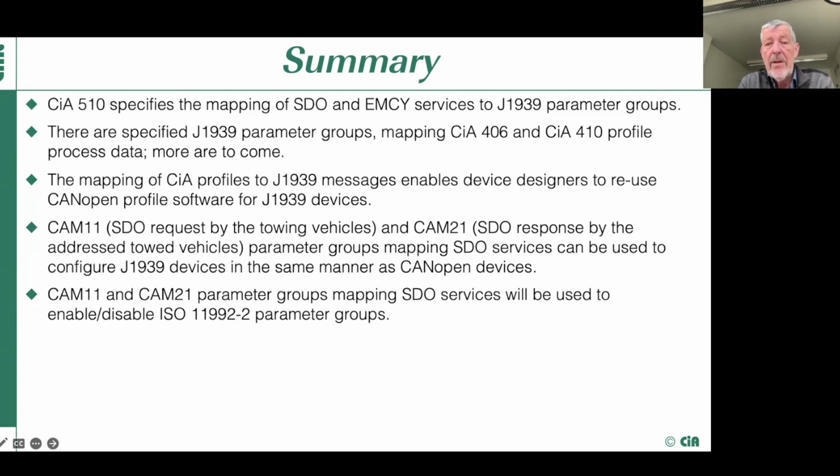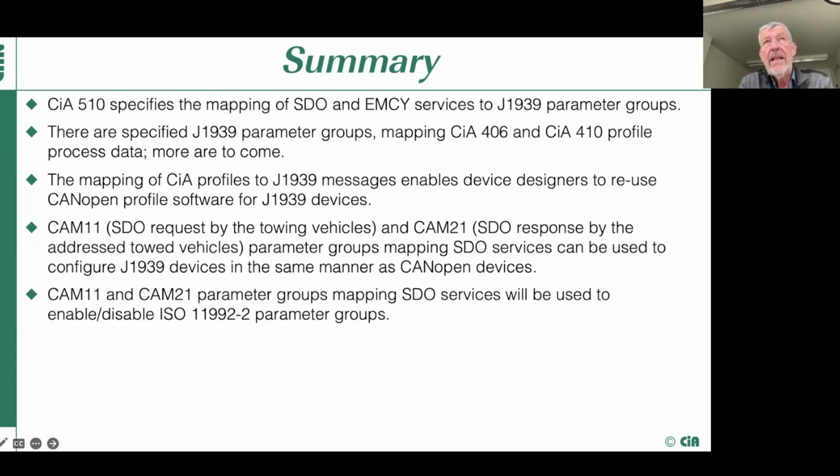And the CAM11 and CAM21 parameter groups allow the mapping of SDO services and can be used to configure the J1939 device in the same manner as CANopen devices. So you can change the mapping to the PDOs. You can change the accuracy or anything that is configurable in the profiles. And as I said, the CAM11 and CAM21 parameter groups mapping the SDO services are intended to be used in the next generation of the ISO 11992 parameter groups.